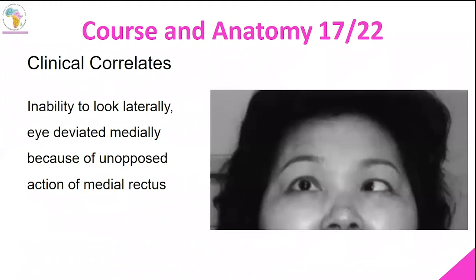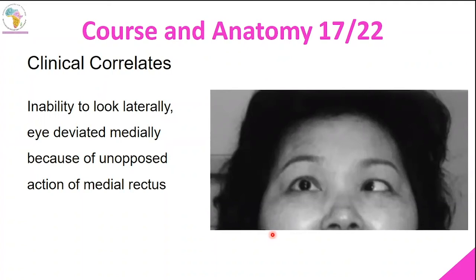So what you're looking at here is a patient who has an abducens nerve palsy. So there's inability of the patient to look laterally on the left eye, and this eye is deviated medially, as we're able to see, because of the unopposed action of the medial rectus muscle, which is supplied specifically by the inferior branch of the oculomotor nerve.